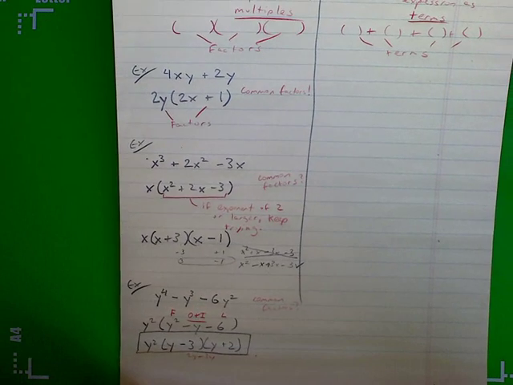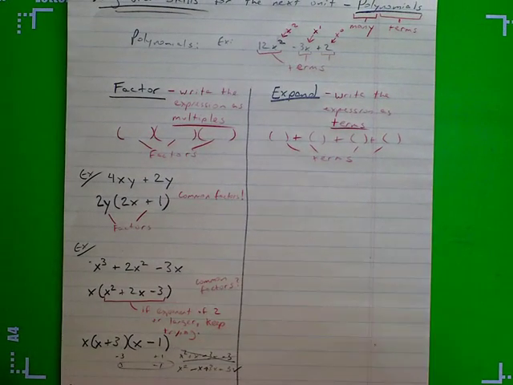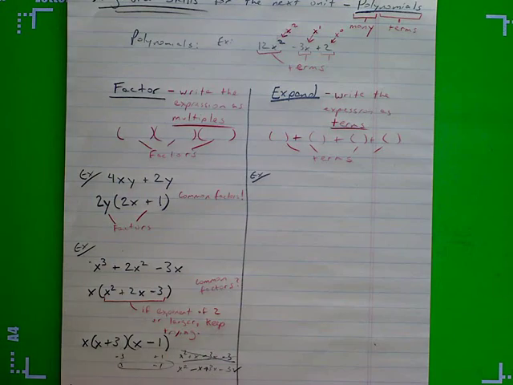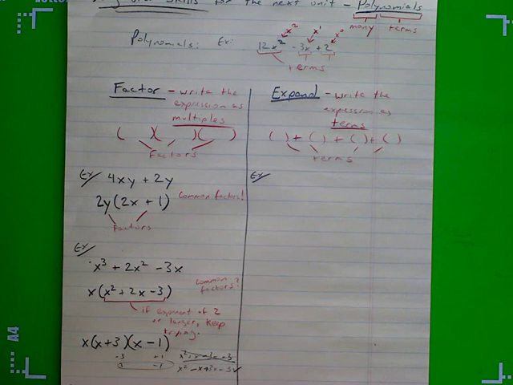Okay. Let's try the opposite. Let's try expanding. So this time, we're going to start with some things that are, say, factored, some things that are multiplied together, and we're going to try and write it out as a list of terms. So basically, we want to actually do the multiplication and see what we get.